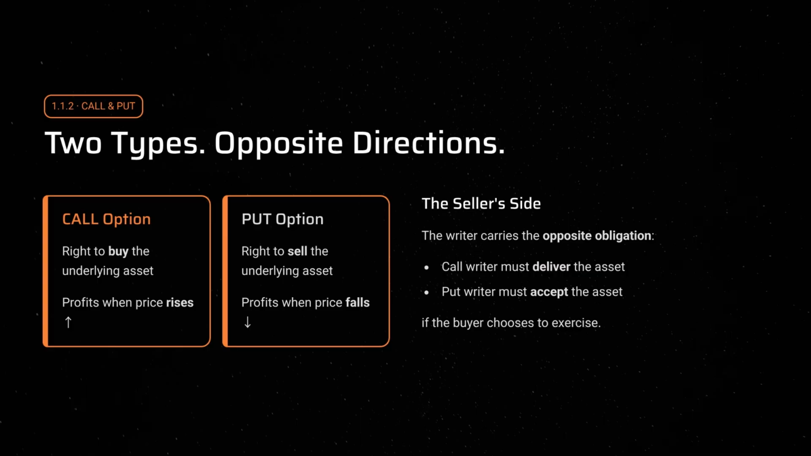Call and put options. Call option: the buyer has the right to purchase the underlying asset. They profit when the price of the underlying asset rises. Put option: the buyer has the right to sell the underlying asset. They profit when the price of the underlying asset falls. The seller, writer of an option, carries the opposite obligation. They must deliver (call) or accept (put) the asset if the buyer exercises the option.